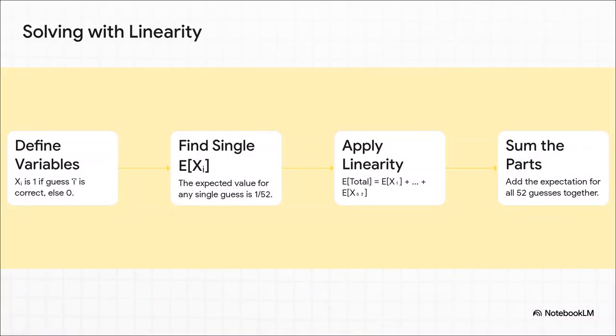We can look at each of the 52 guesses as its own tiny experiment. For any single guess, you have a 1 in 52 chance of being right. So the expected value for any single guess is 1/52nd. And using our superpower, we just add the expectation for all 52 guesses together. And the answer is 1. That's it. Out of 52 guesses, you expect to get exactly 1 right. Our superpower just took a brain-melting problem and made it trivially simple.